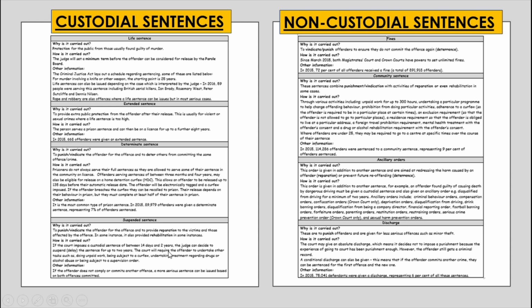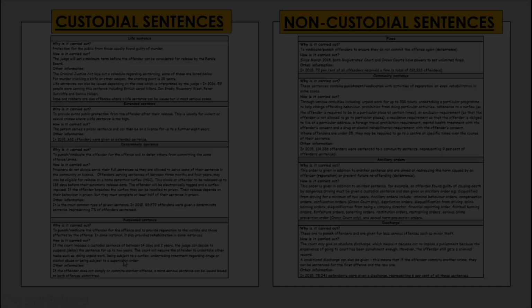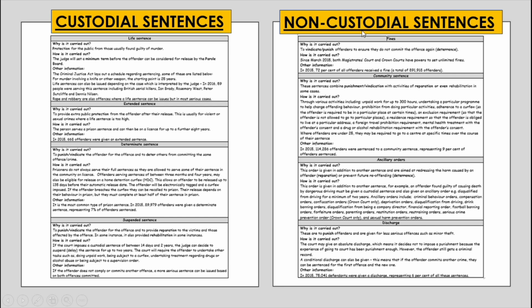The court will require the offender to undertake other tasks, such as doing unpaid work, being subject to a curfew, undertaking treatment regarding drugs or alcohol abuse, or being subject to a supervision order. Now let's move on to look at the non-custodial sentences.